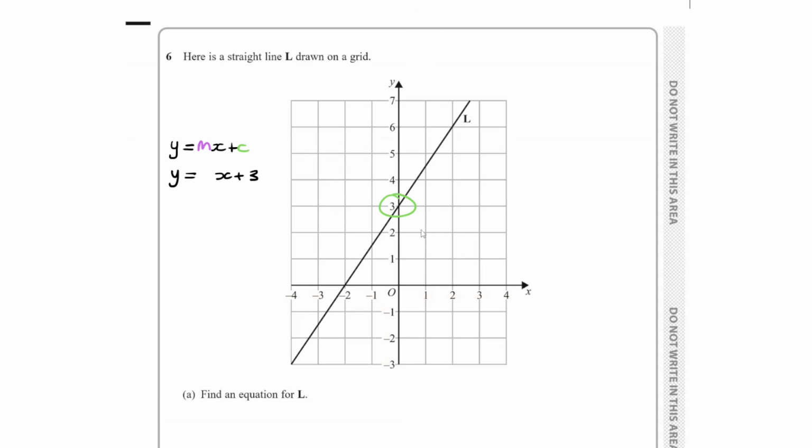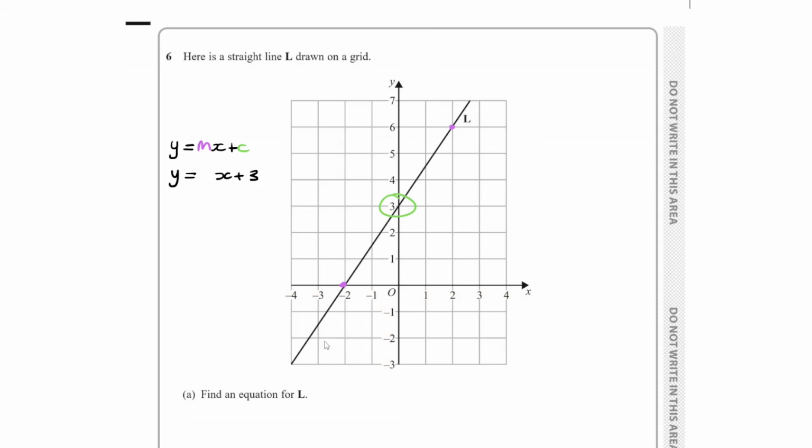Now the gradient obviously requires a bit more working, so what I like to do is choose 2 what I would call solid coordinates, so whole numbers, so really easy coordinates. So you could also use that 0, 3, might use this one here, 2, 6, and maybe this one here, if we could try, negative 2, 0. I wouldn't try and use, let's say for example, this one, because I don't know exactly what it is and I don't want to guess.